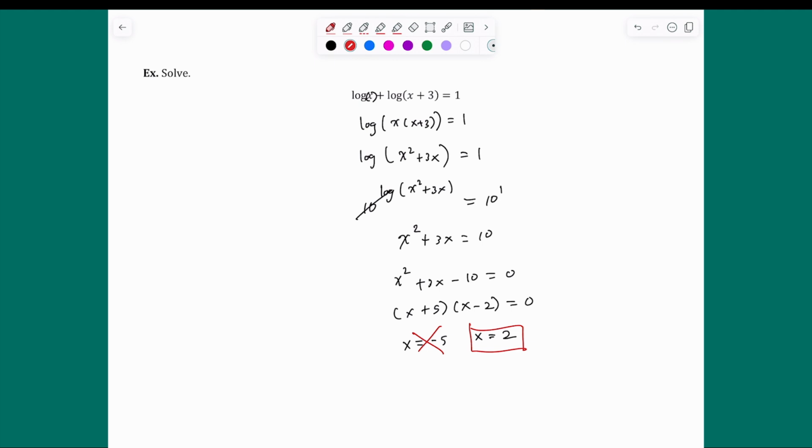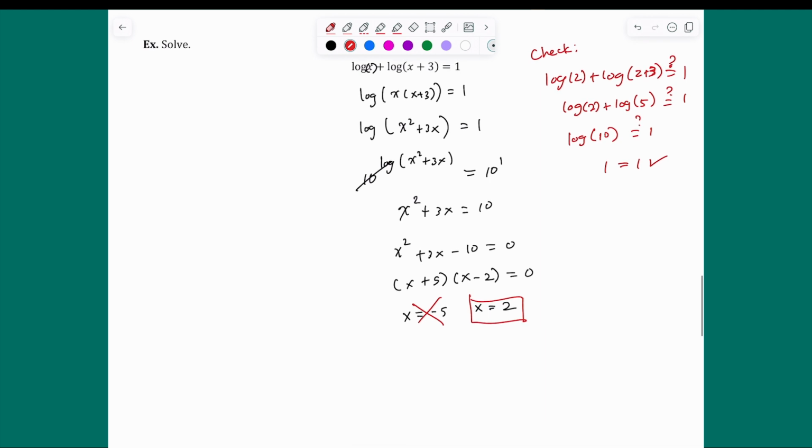And you can check by plugging in your values. For instance, let me quickly check for you here. We have log of 2 plus log of 2 plus 3. Does this equal 1? Well, let's see. Log of 2 plus log of 5. So then we know this is a sum of 2 logs. And so we could write log of the product of the arguments, meaning 2 times 5, which gives us 10. And log of 10 is 1. So 1 does equal 1, and that checks.